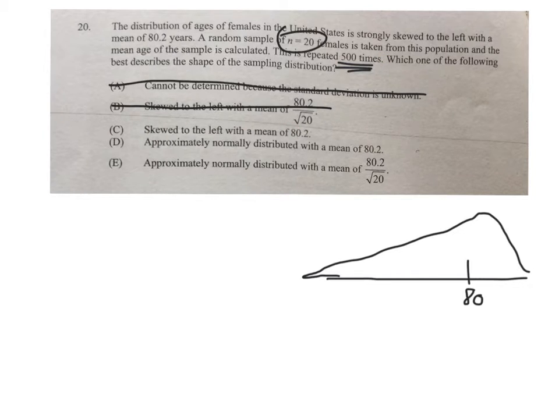Let's look at D. Approximately normal distributed with a mean of 80.2. No, it's going to be skewed, so that's out. And then approximately normally distributed with a mean of 80, no, that's wrong. Okay, so you might have come down to C or D, but the answer is C. There we go. And Wango.